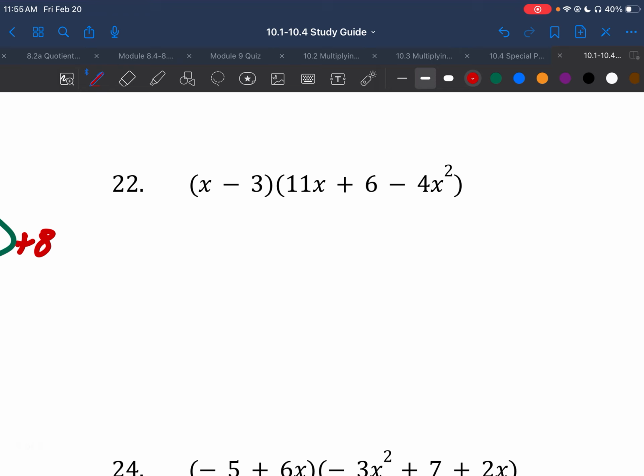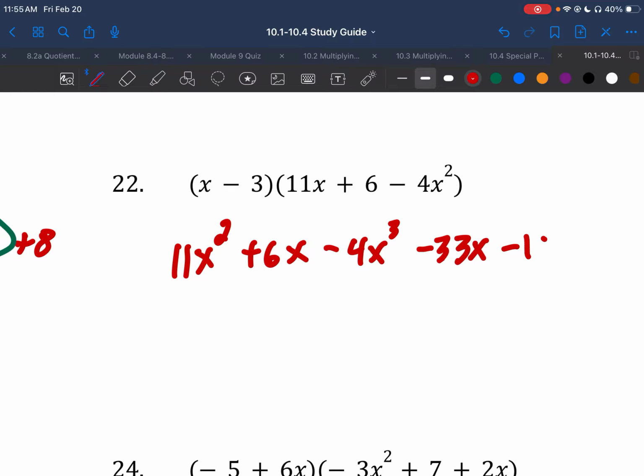Number 22, we distribute the x first to everything. We get 11x squared plus 6x minus 4x cubed. And then we have minus 33x minus 18 minus 12x squared.